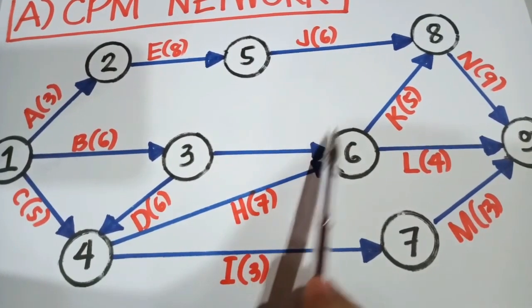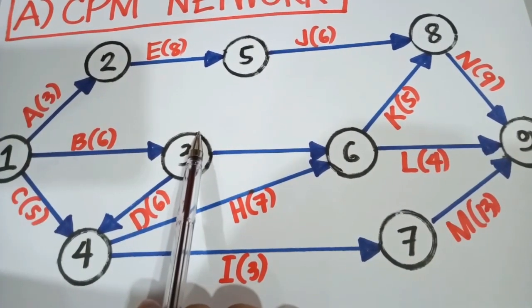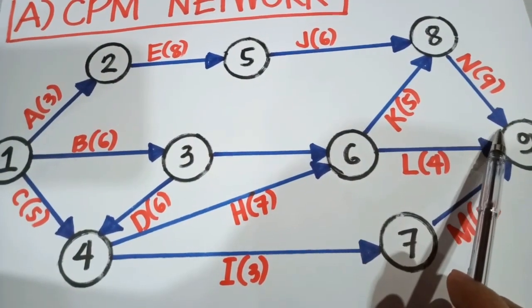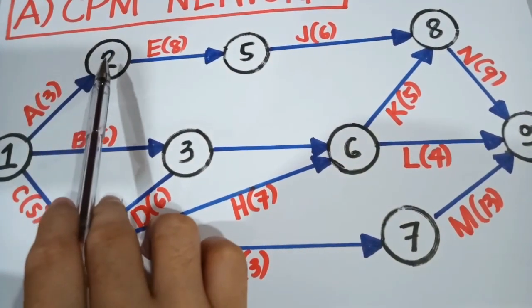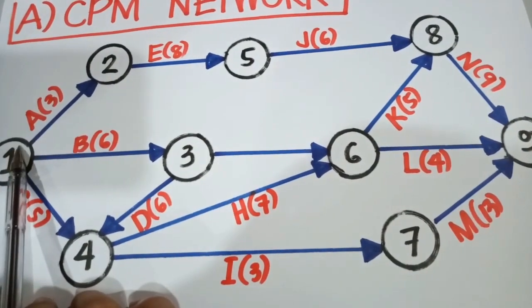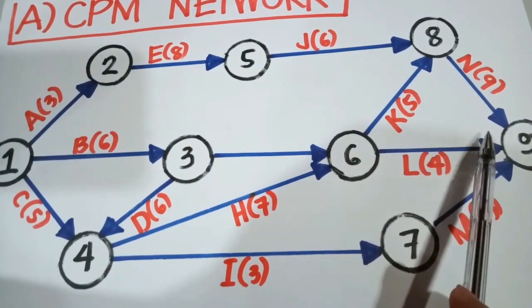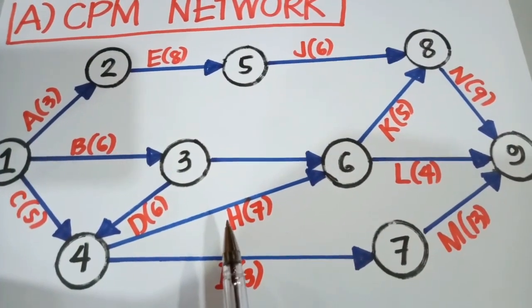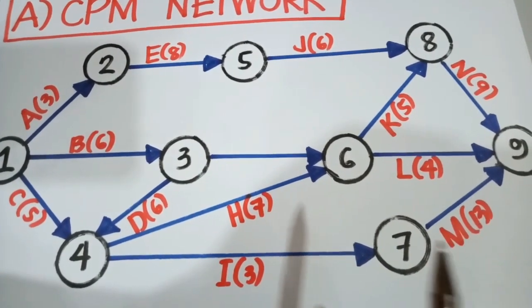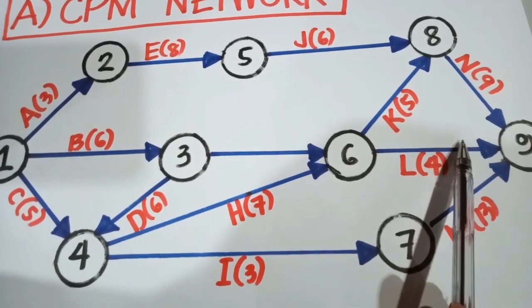We have 6, 8, and 9. We also have 1, 3, 6, 8, and 9. We have 1, 2, 5, 8, 9. We have 1, 3, 4, 6, 8, 9, and so on and so forth, correct? Now, these paths are possible paths that start from node 1 and end with node number 9.